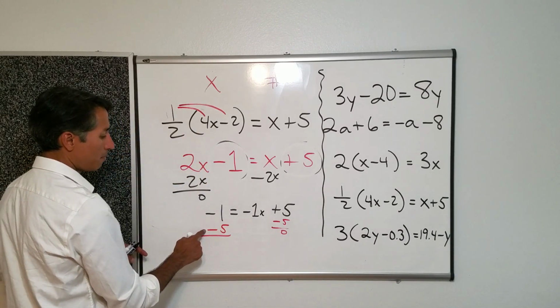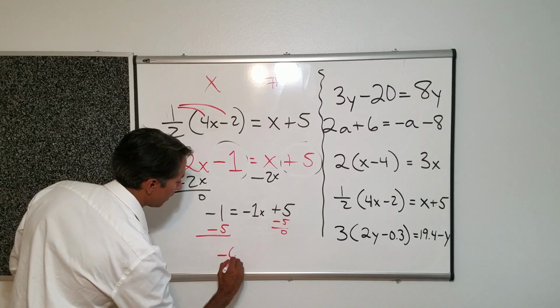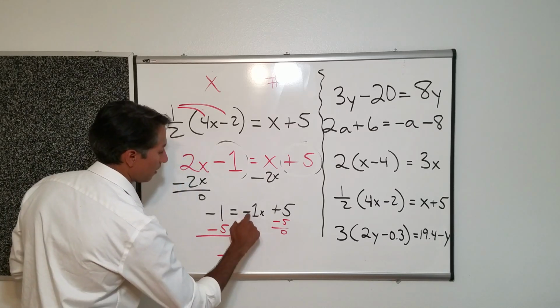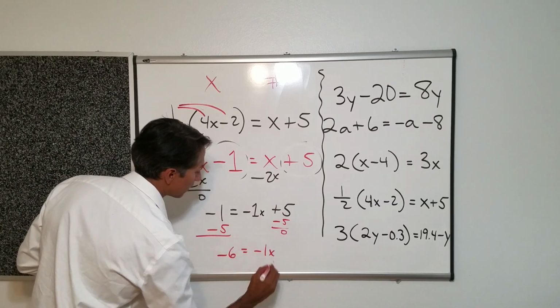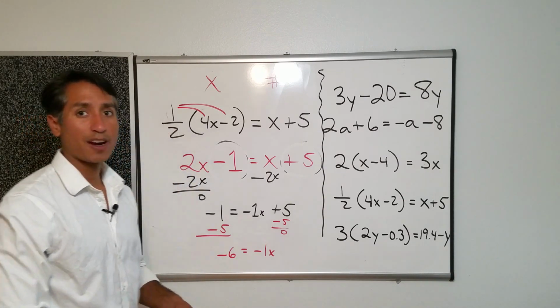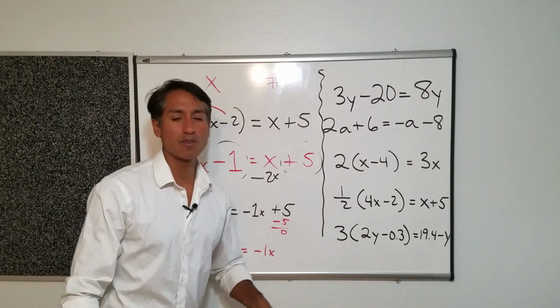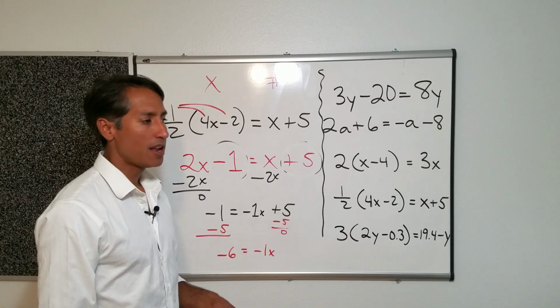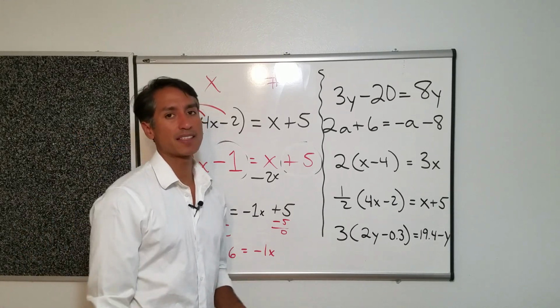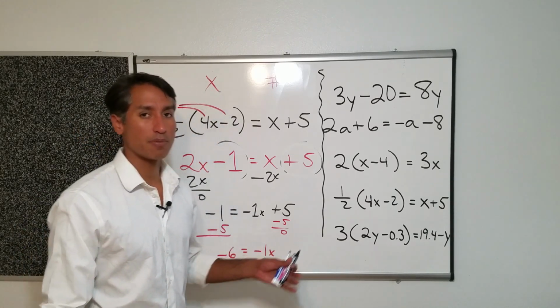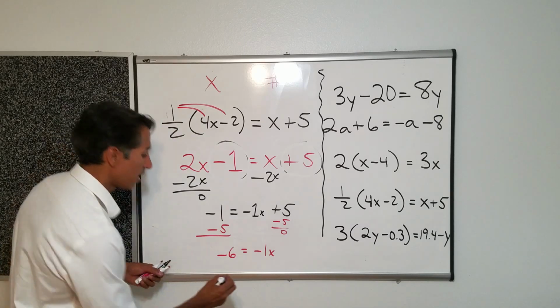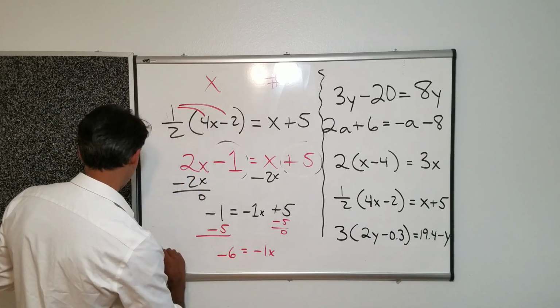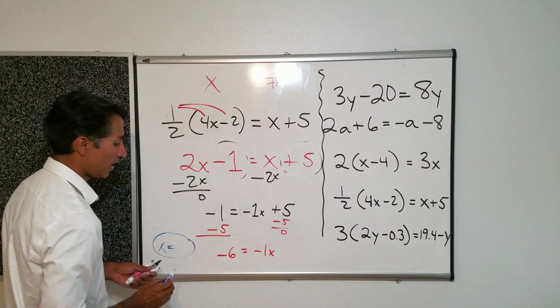Negative 1 minus 5 is negative 6. And I have a negative 1x, okay? Now I don't care what negative 1x equals, just like I don't care what 2/3 of x equals. That's not the point. The point is to figure out what x equals. You want x equals and then an answer.